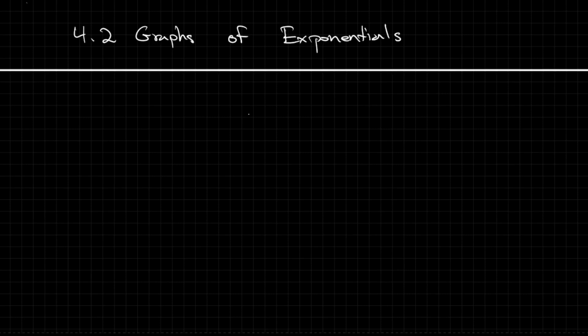In this sequence of videos, we're going to discuss the graphs of exponential functions. Let's start with the exponential function f of x equals b to the x. This will give us a graph that will look slightly different depending on what b is. When b is larger than 1, we have what's called exponential growth.